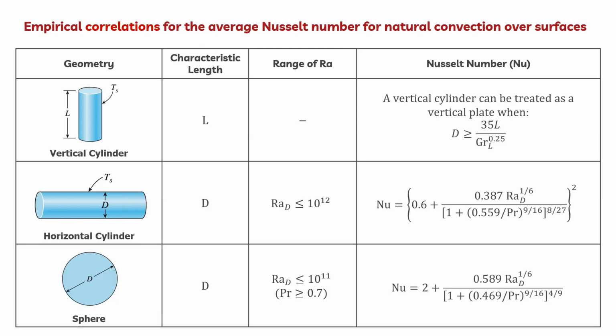Following this are the vertical and horizontal cylinders and the sphere. An outer surface of a vertical cylinder can be treated as a vertical plate when the diameter of the cylinder is large enough that the curvature effects are negligible. This condition is satisfied if D is greater than or equal to 35L over Gr_L raised to 1/4. The average Nusselt number over the entire surface for an isothermal horizontal cylinder and for an isothermal sphere can be determined in the equation shown for each.